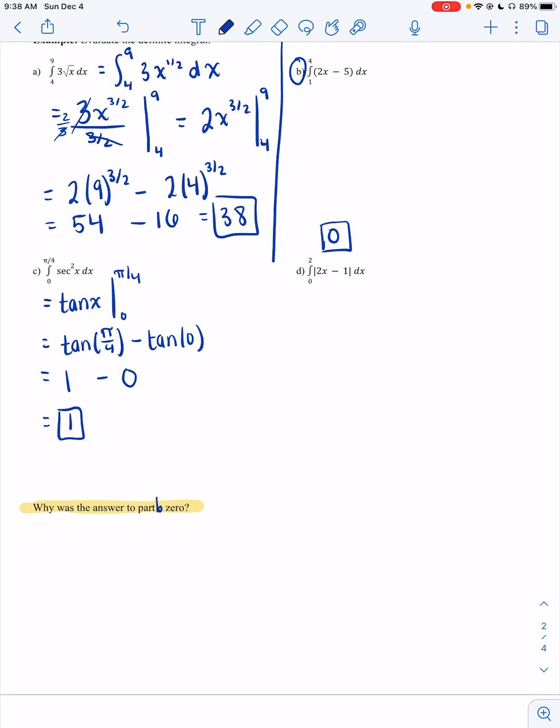Okay, and then D is kind of a funky one, so we're not going to do it all the way through, but we'll do the more challenging part together. So how would we integrate an absolute value function? It's been a little while since we've talked about this, but hopefully you remember that we can always write an absolute value function as a piecewise function.